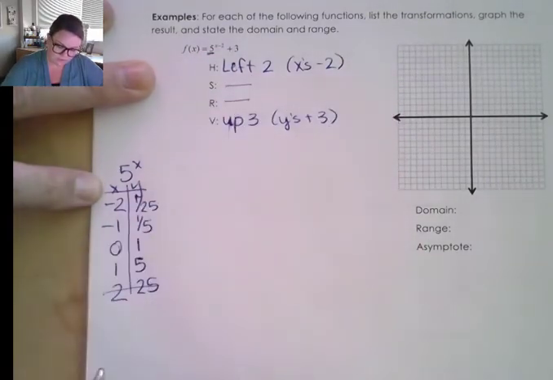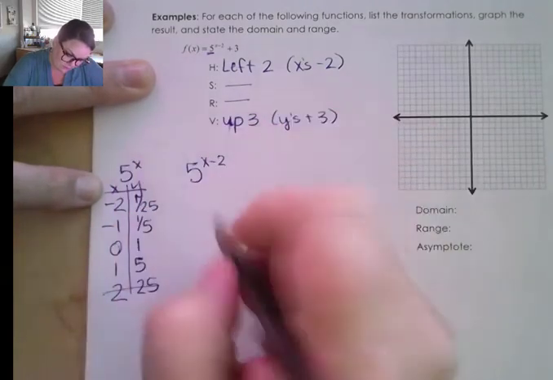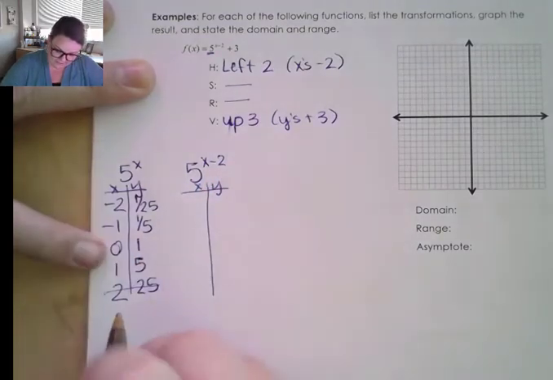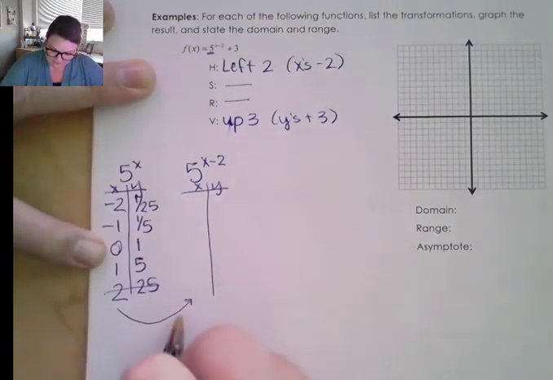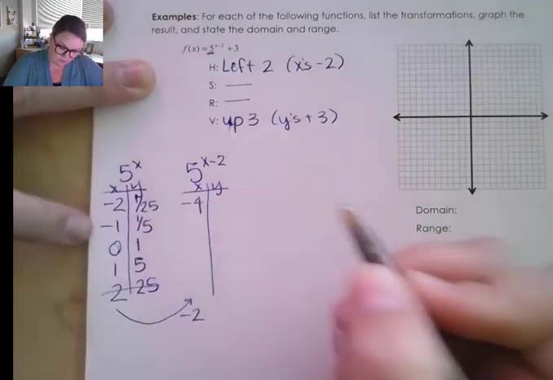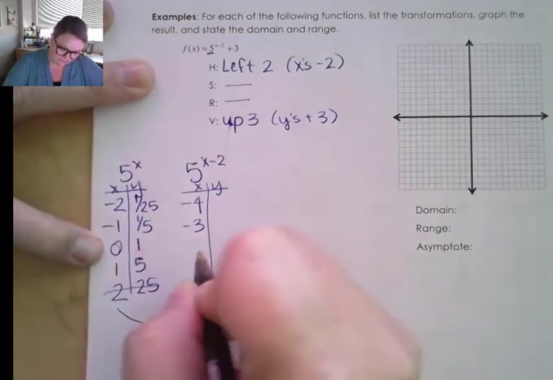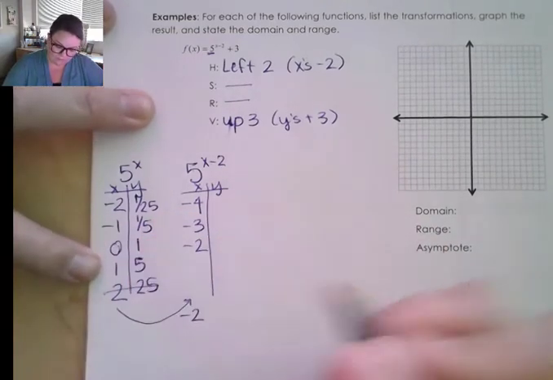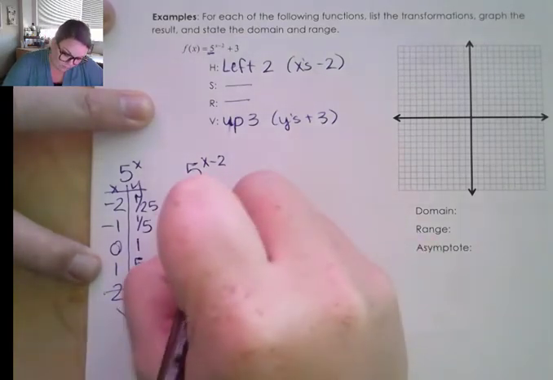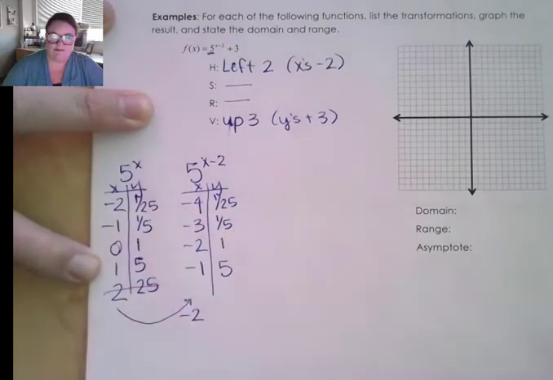So we're going to do our horizontal shift first. Now it looks like 5 to the x -2. To apply that transformation, we take our x's from the first table and subtract 2 from them. So -2 minus 2 gives me -4. -1 minus 2 gives me -3. 0 minus 2 gives me -2. And 1 minus 2 gives me -1. My y's stay the same: 1/25, 1/5, 1, and 5.